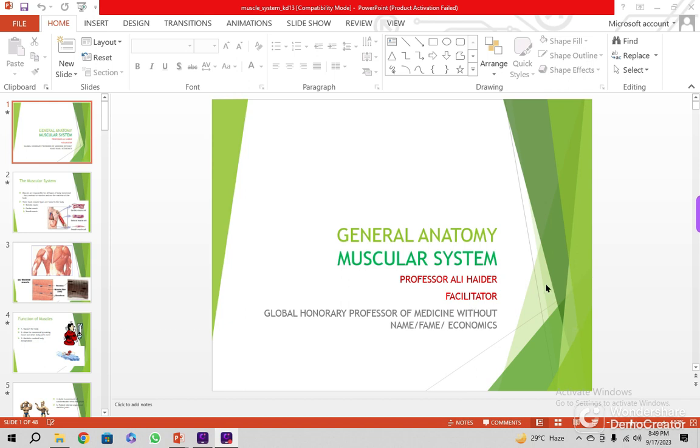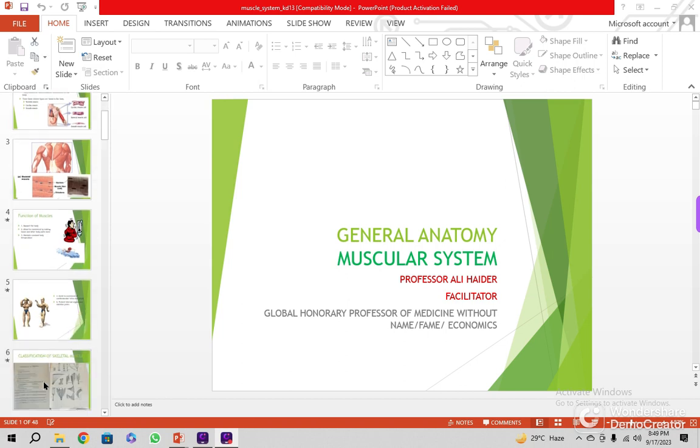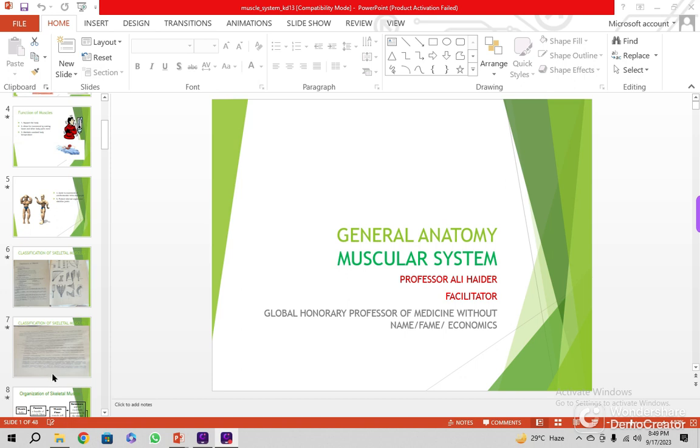Bismillahirrahmanirrahim. I was talking about the muscular system as far as general anatomy is concerned, and I'm continuing these lectures further, so you can understand clearly from A to Z about the muscular system from all aspects. I have reached up to this slide, the slide which I have shown previously.